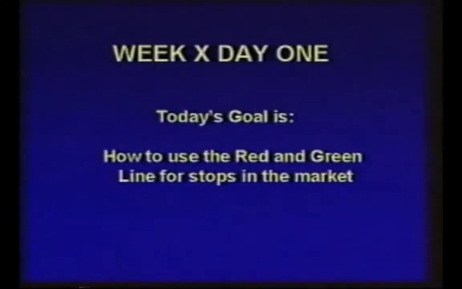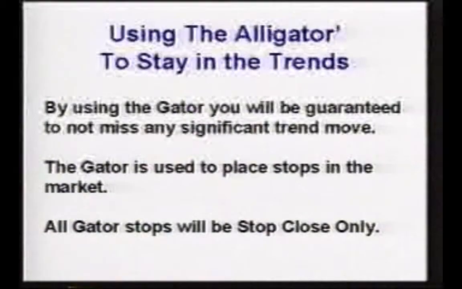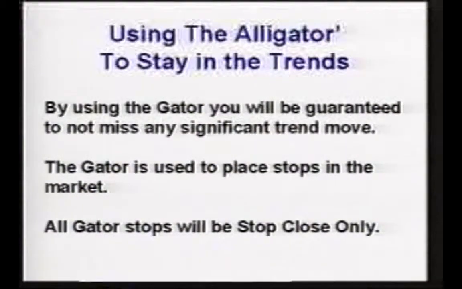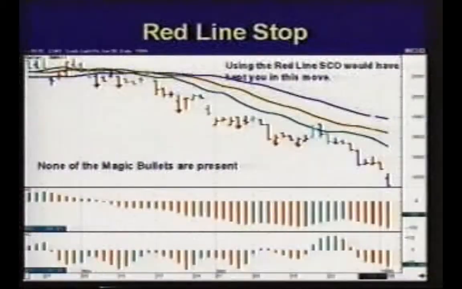So for day 1, the goal is to learn how to use the red and the green line stops for being in the market. The red and green line I'm referring to are of the gator. The red line is the gator's teeth, and the green line is the gator's lips. By using the gator, you will never be left out of any significant trend. And the gator is used for many things beyond just letting you know what side of the market you want to be on. We also use it to place our stops. All stops that are used with the gator will be placed as stop-close onlys.